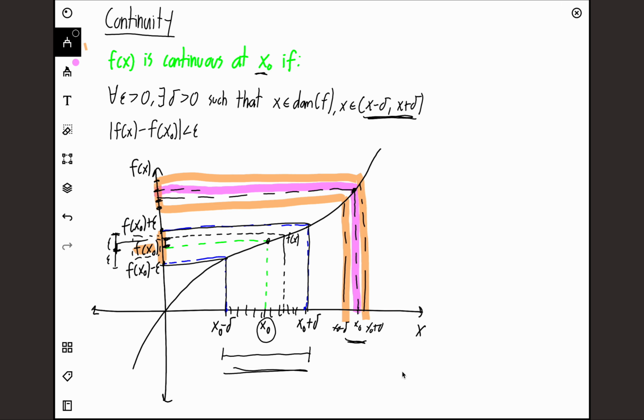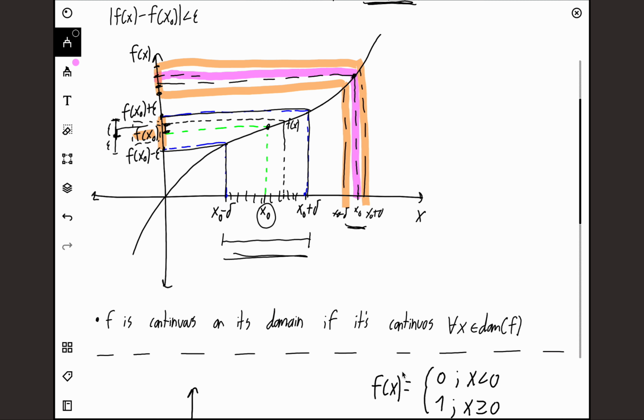There are some examples that don't. For example, f is continuous on its domain if it's continuous at every x in its domain. So we checked for x0, but we have to check for every x in its domain, and then we can know that it's continuous.